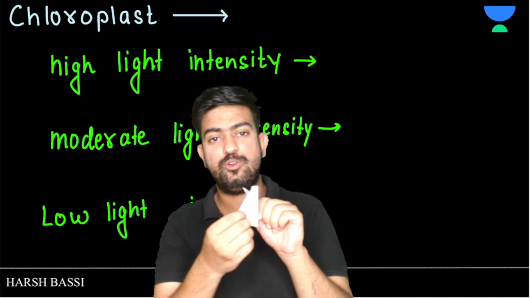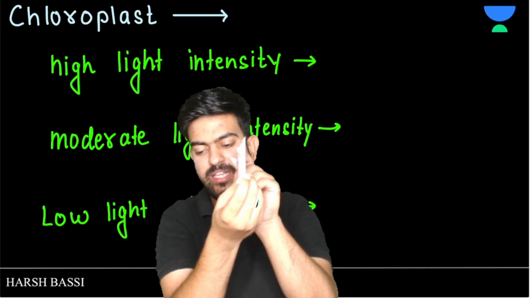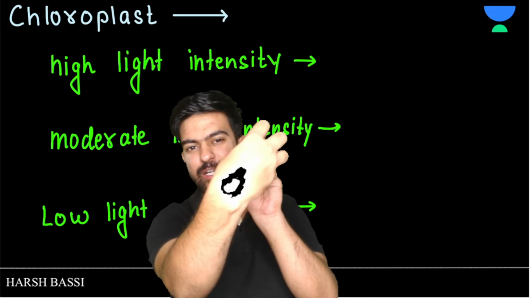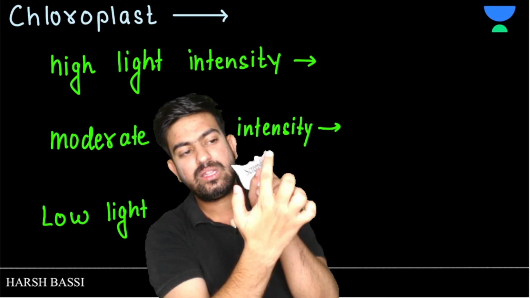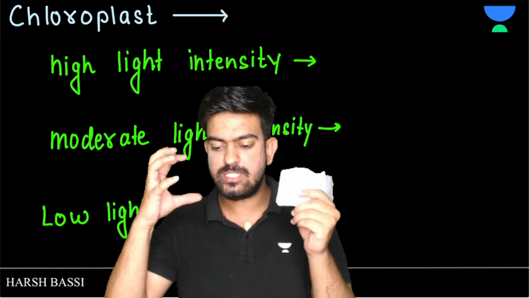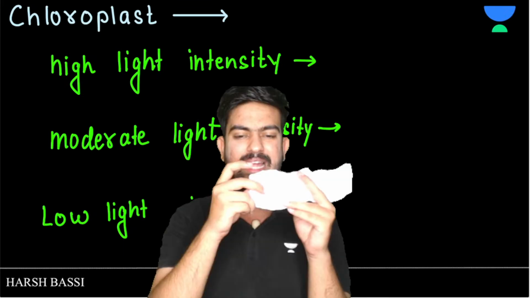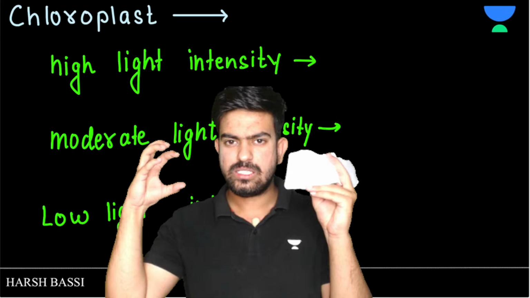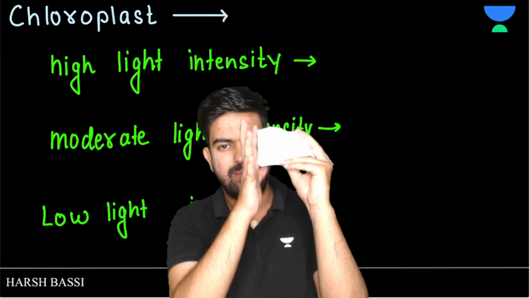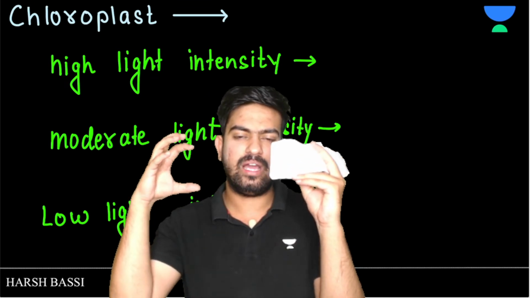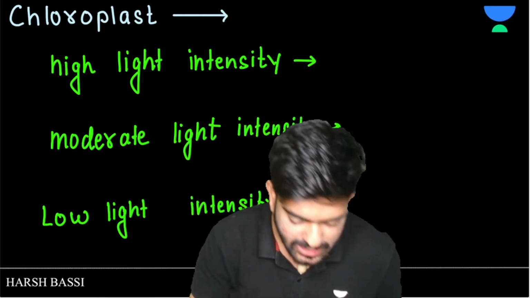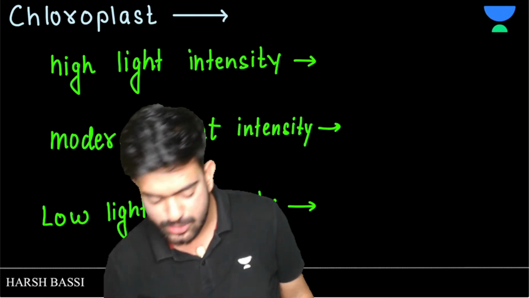If we arrange the chloroplast parallel to the light, then only this surface is going to absorb the light, right? Suppose the light is coming from this side and light came. Now only this portion is able to absorb the light. But the rest of the light is just going like this. So when the light intensity is high, what happens?